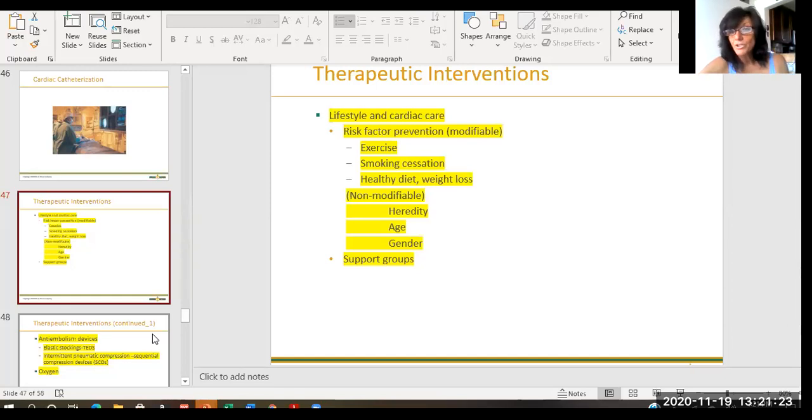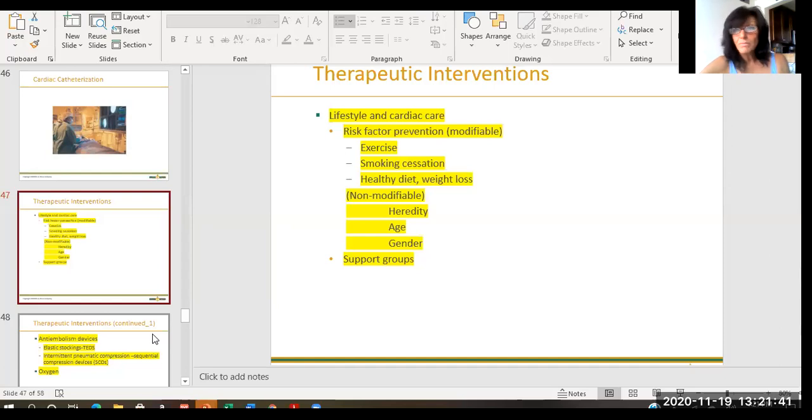Now, what can you not change? Well, you can't change your genes. Right? So heredity is heredity. That's why we always ask about family history. Do you have a mother, a father, a sister, a brother with heart disease? Because that increases your risk. Not a guarantee that you'll get it, but it does increase your risk.